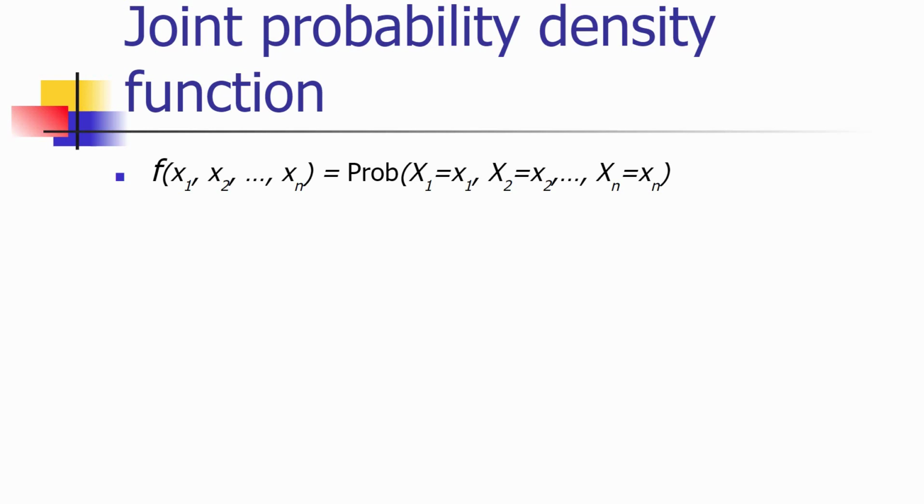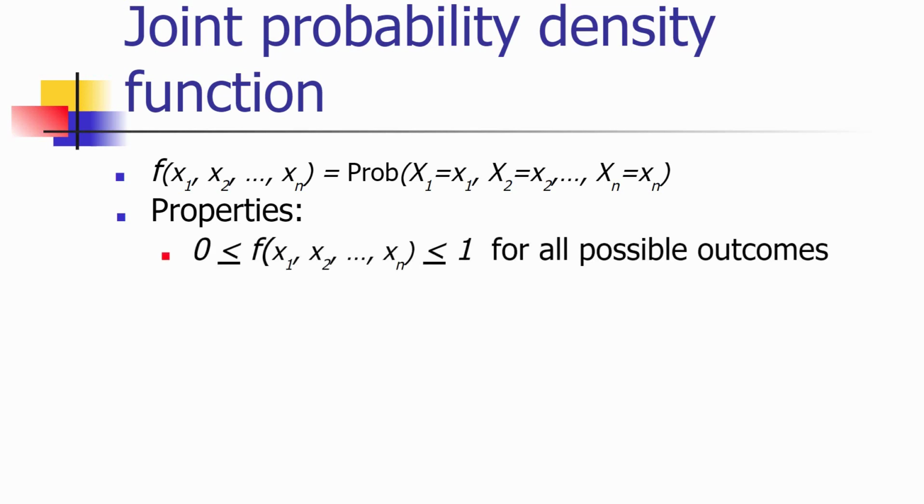In the general case, if we have n random variables, x1 through xn, the joint probability density function tells us the probability of observing any given combination of each of those variables. There are two properties with this which are very similar to those we've seen for univariate probability density functions. Specifically, the probability of observing any combination of those random variables will always be between 0 and 1. And again, if it's 0, it means the outcome is never observed. If it's 1, it's a trivial case where the outcome is observed with certainty.